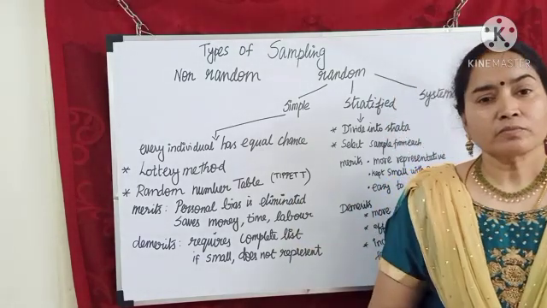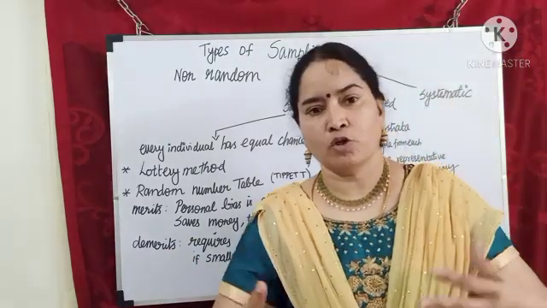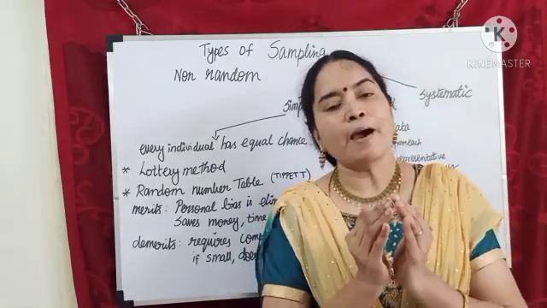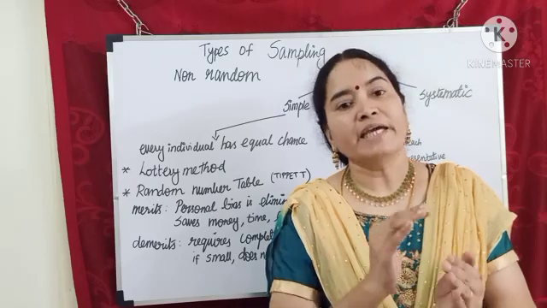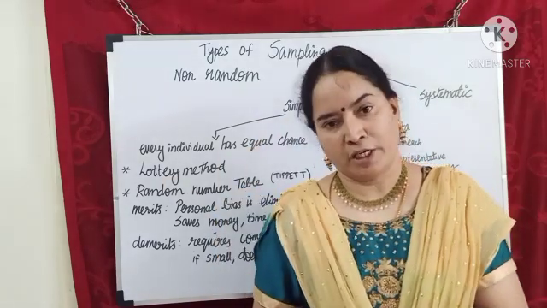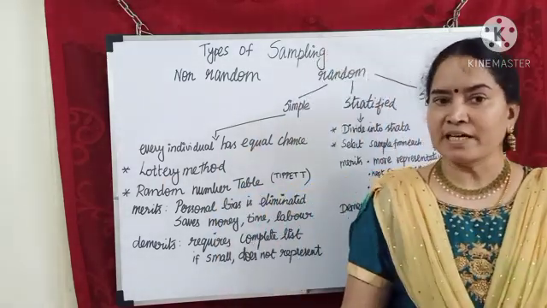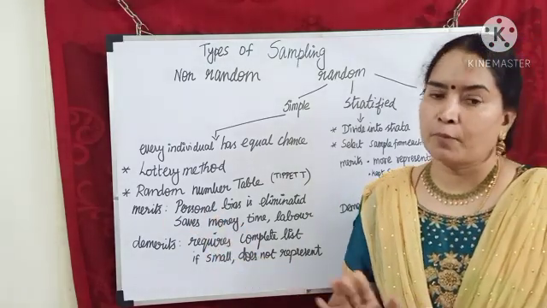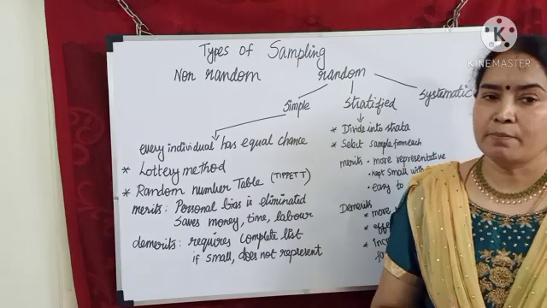Number 2, there are 5 lakh units. I am selecting only 50 from that. When the sample is very, very small, it may not represent the population. So if the sample size is fixed to be very small, it does not represent the population. So these are the demerits.